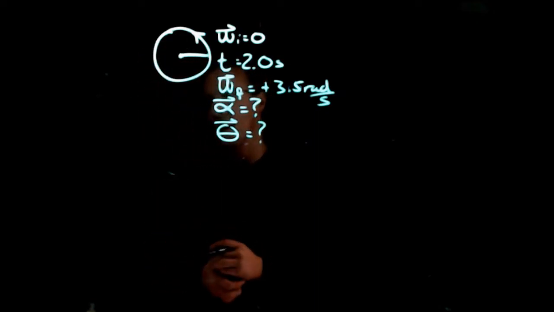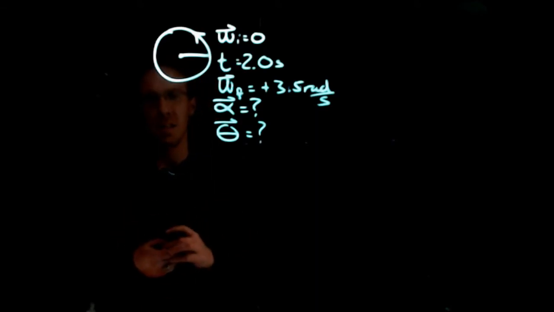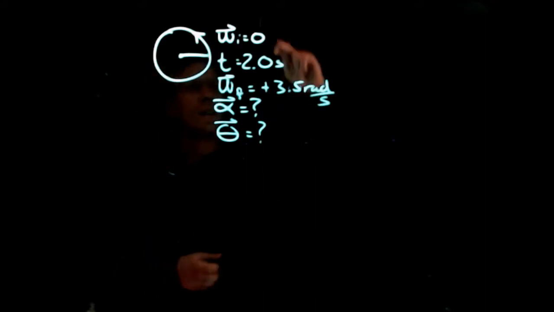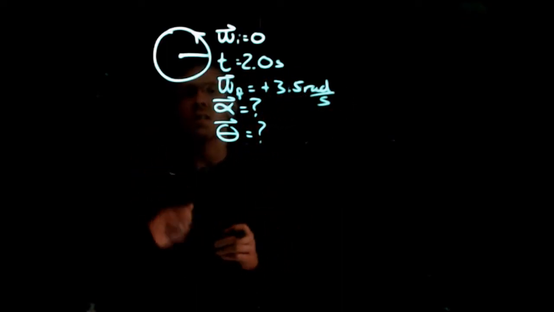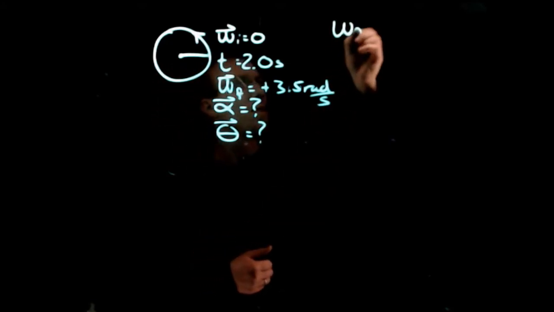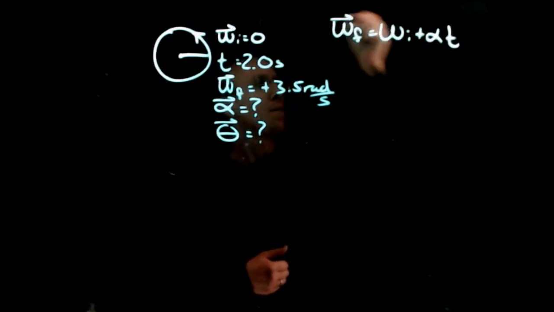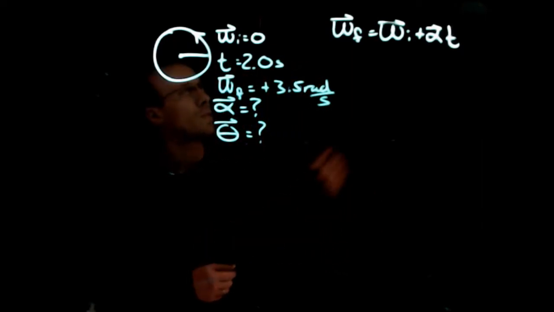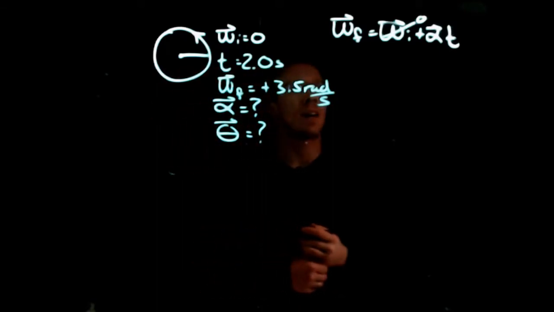Now this could be talking about a merry-go-round, a wheel on a car, anything like that that started from rest and maybe somebody pushed it or somebody steps on the gas. And so when I look at my 3 variables, it leads to the first kinematic equation for circular motion, right here: omega f equals omega i plus alpha t. So the angular velocity equals the angular acceleration times the time.